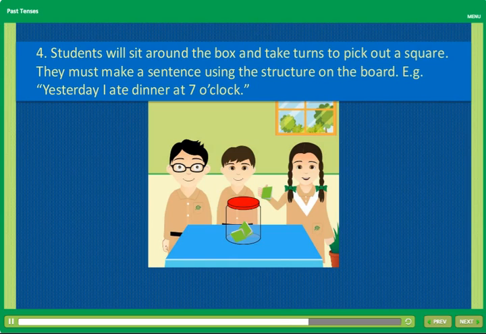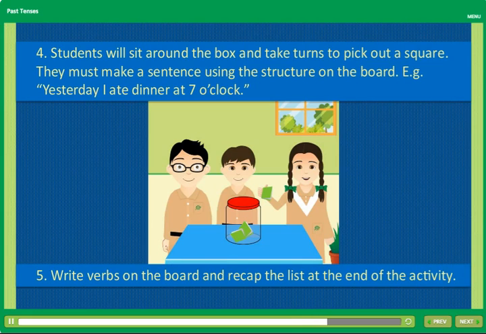Always make the class repeat the new verbs 3 or 4 times. Write down all the verbs being used and then revise the list with your students at the end of the activity. Make sure they all know the meanings of the verbs. Tell them that these are past tense verbs.